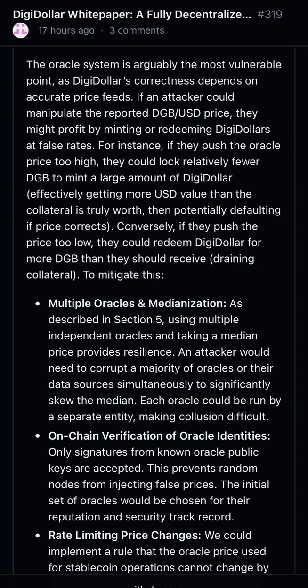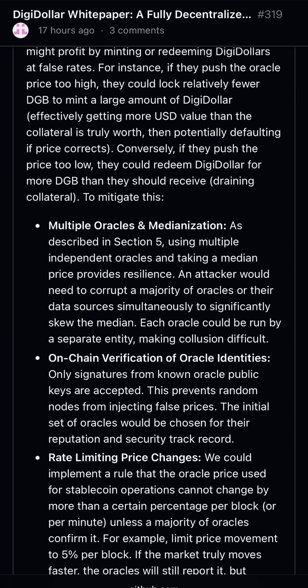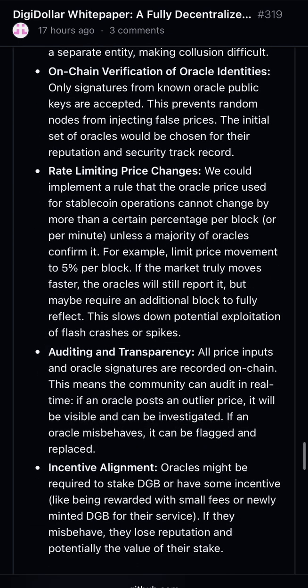Conversely, if they push the price too low, they could redeem DigiDollar for more DGB than they should receive, draining collateral. To mitigate this, multiple oracles and medianization, as described in Section 5, using multiple independent oracles and taking a median price provides resilience. An attacker would need to corrupt a majority of oracles, or their data sources simultaneously to significantly skew the median. Each oracle could be run by a separate entity, making collusion difficult. On-chain verification of oracle identities. Only signatures from known oracle public keys are accepted. This prevents random nodes from injecting false prices. The initial set of oracles would be chosen for their reputation and security track record.